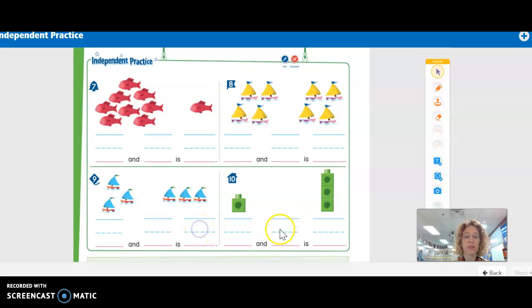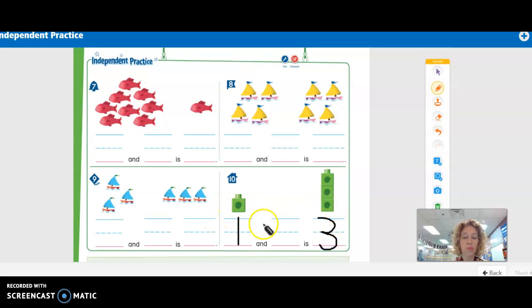Okay? Now this one is a little tricky. I'm going to help you with this one. You have 1 here. And your answer altogether is 3. So what number needs to be here? So you would see this one's 3.